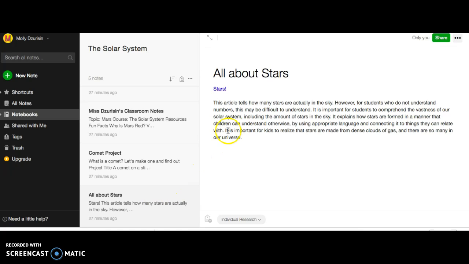Then I found a great article about the stars and I annotated it to highlight the important parts of the article as well as things to make sure that students will understand.